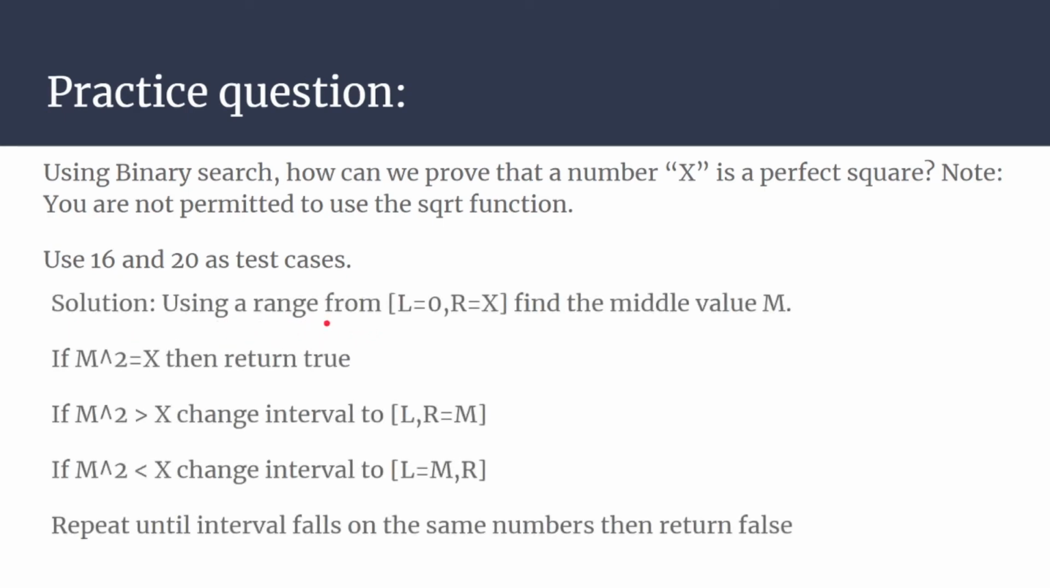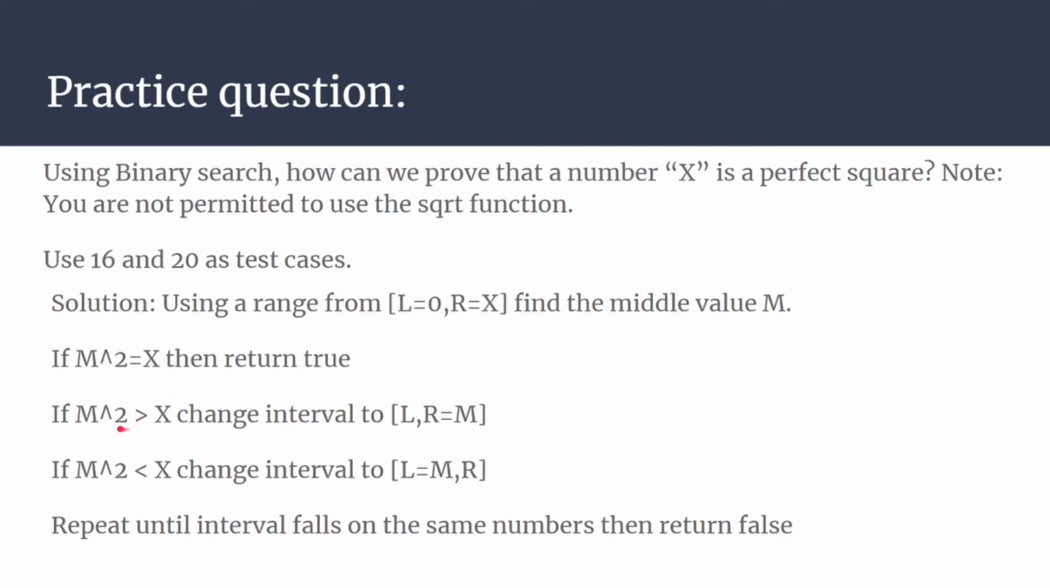Using a range from L to R, we use our normal range as before in our binary search. We use L is equal to 0 and R is equal to x. Find the middle value m. If m squared is equal to x, then we return true. That basically means that we know it's a perfect square.